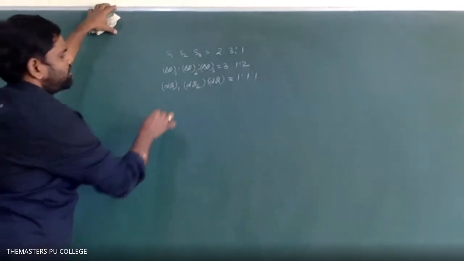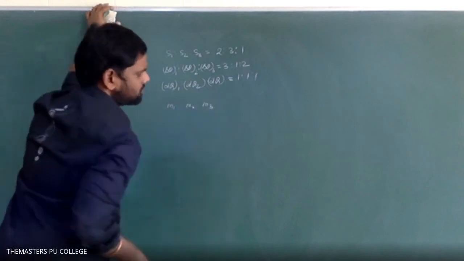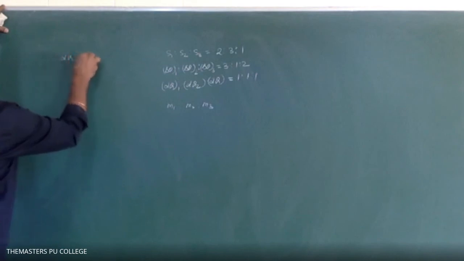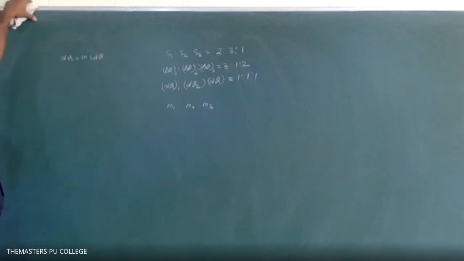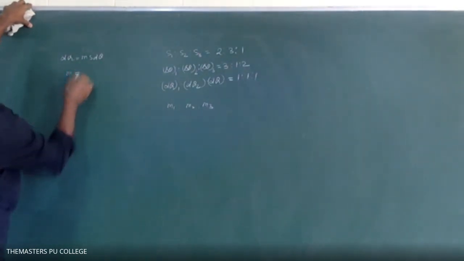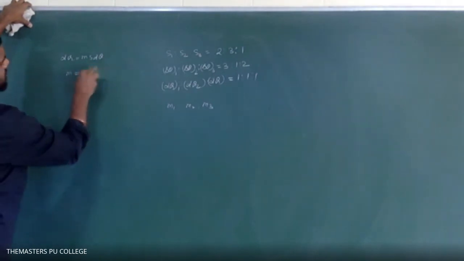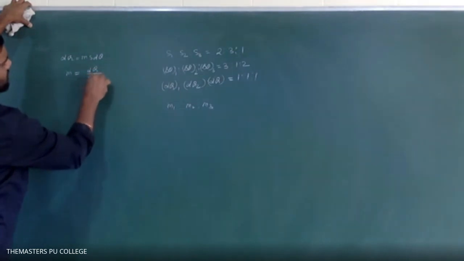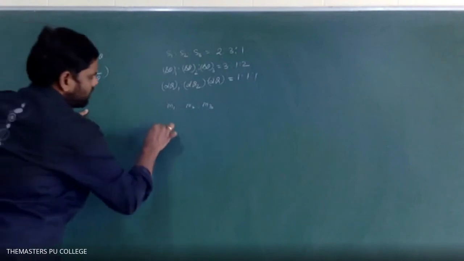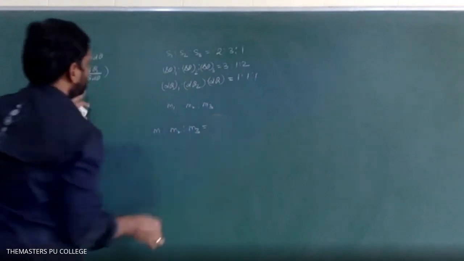They are asking for the ratio of masses, M1 is to M2 is to M3 equals. So first dq equals m s into d theta. So then m equals dq divided by s into d theta. Correct? So then m1 is to m2 is to m3 equals what can I write?